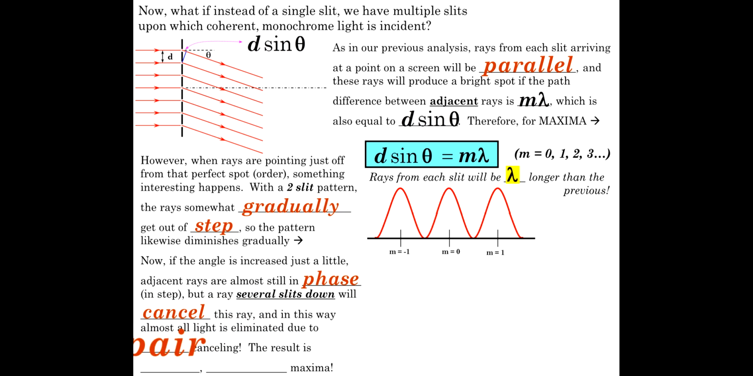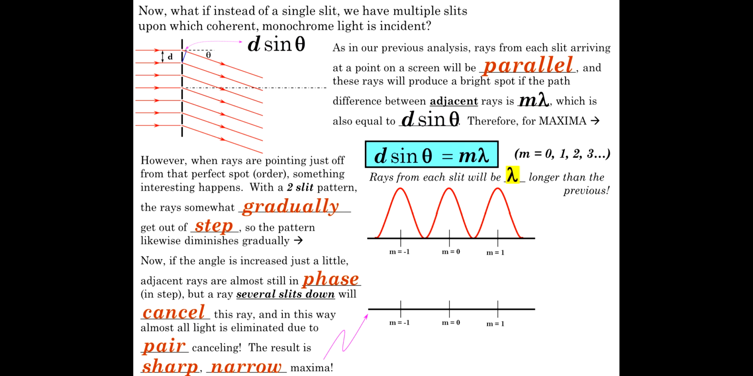And so all light is eliminated due to pair canceling. Almost everywhere along the screen, when you look at different places, you might have two rays that are pretty close together and almost in phase, but there's always going to be a ray somewhere else that's canceling that one. So the pair canceling occurs almost everywhere, and you end up with sharp, narrow maxima. And the more slits you have, the narrower and sharper the maxima are, because if you shift it ever so slightly, there's going to be a ray that's canceling.